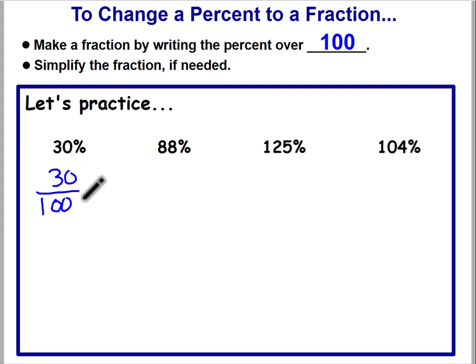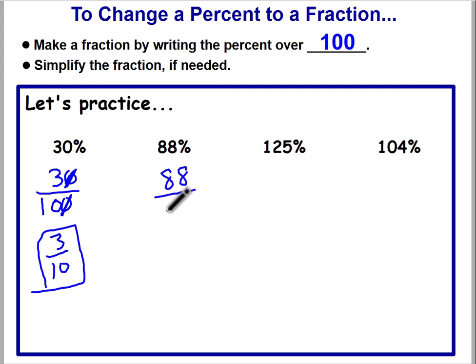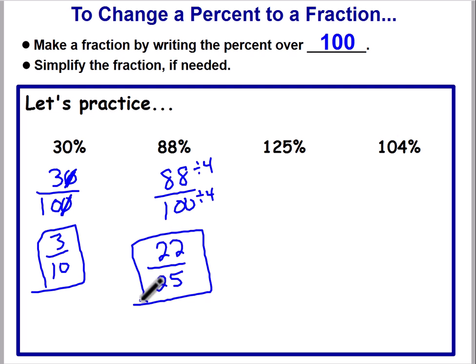They both end in a 0, so you could divide both by 10, or a little shortcut trick is you could cross off the zeros. 1 zero there, 1 zero there, and you're left with 3/10 as your answer. 88%, that means 88 out of 100. Simplify. I'm going to divide both by 4. 88 divided by 4 is 22. 100 divided by 4 is 25. We cannot simplify it any further. That is our answer.